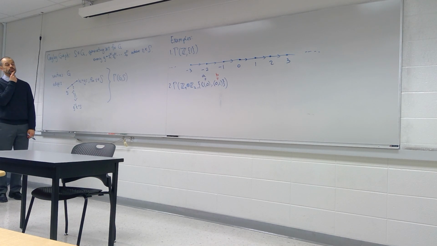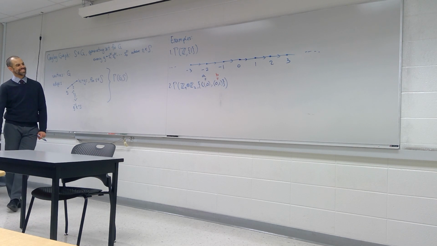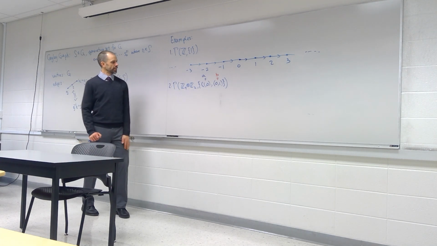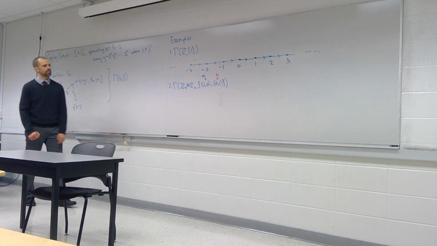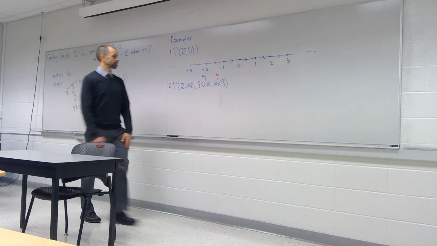Okay, so let's go ahead and try to draw the Cayley graph for this group using this generator. Okay, so there's 8 elements, right? I have a product of a group of size 4 with size 2, so this will give me 8 elements. Let's go ahead and try to draw the Cayley graph here.